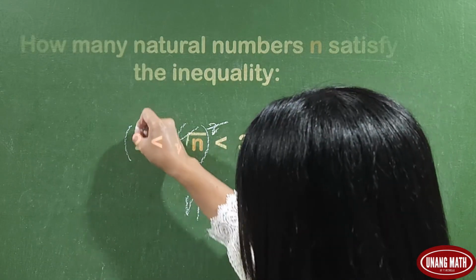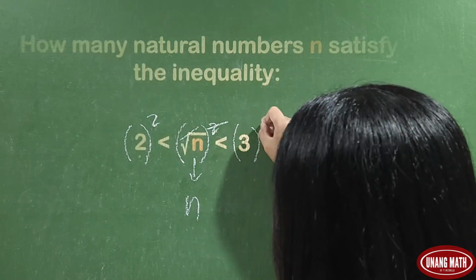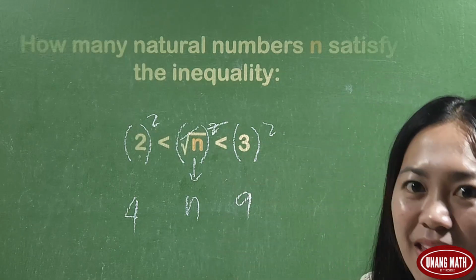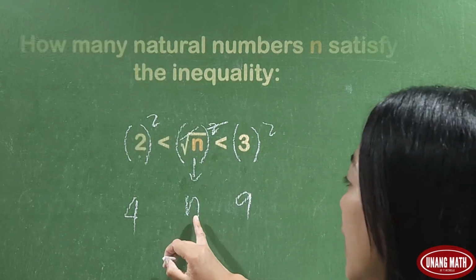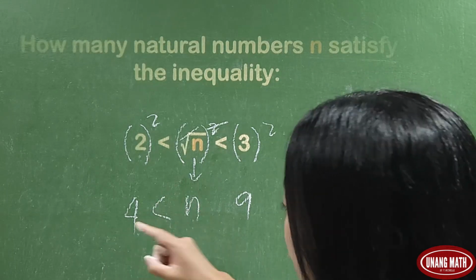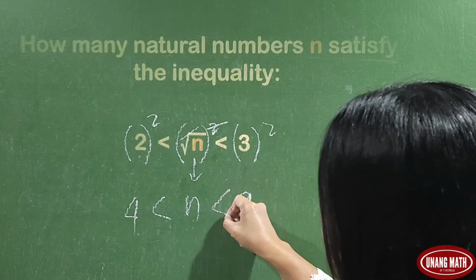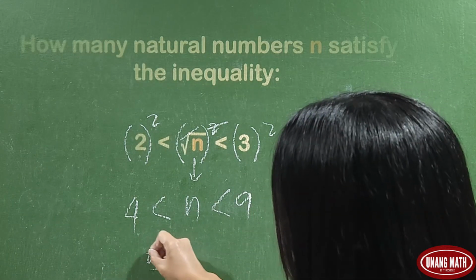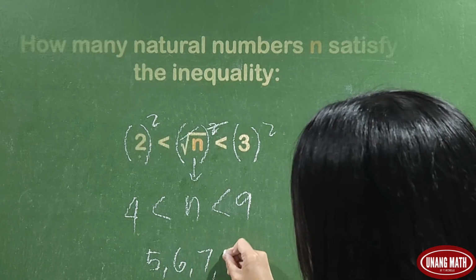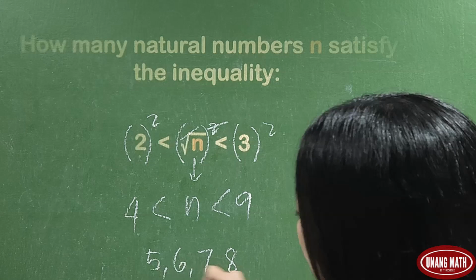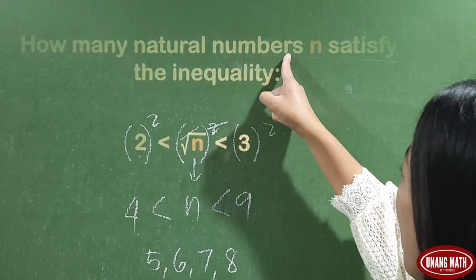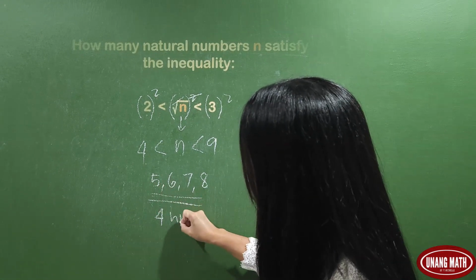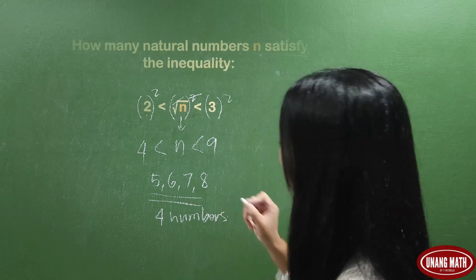Since we square this one, then we have to square 2, and we need to square 3 also. And 2 squared is 4. 3 squared is 9. It means the values of n must be greater than 4, but less than 9. And what are the numbers greater than 4 but less than 9? We have here 5, 6, 7, 8. These 4 numbers. So how many natural numbers n will satisfy this inequality? We have here 4 natural numbers.